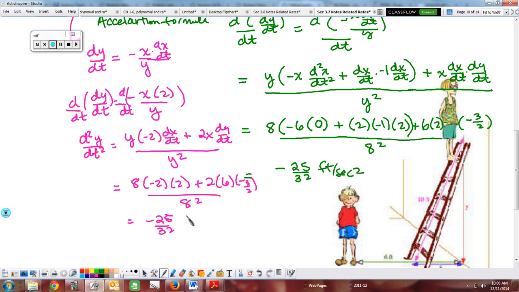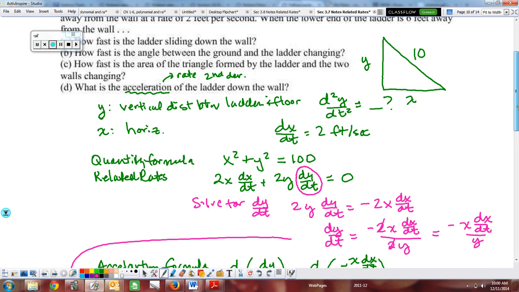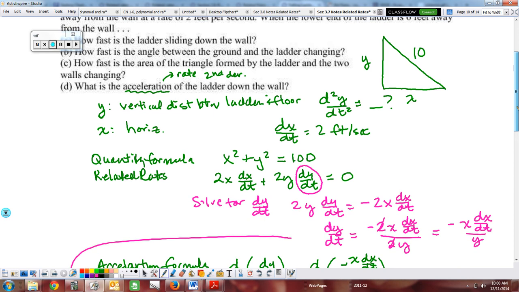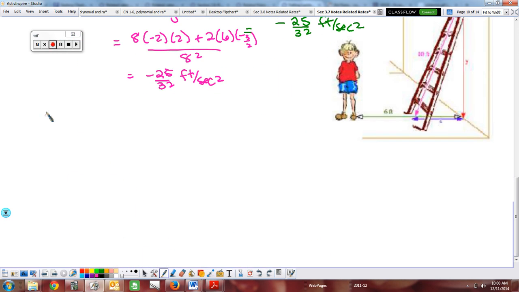So I just wanted to make a comment that if you have a constant rate of change, remember to simplify early and often. If you can substitute something in to make it a little easier, you want to do that. Now let's see, what did they actually ask me? What is the acceleration of the ladder down the wall? So when the ladder is 6 feet away, remember this is the acceleration you're finding, okay? That's the change in the velocity.